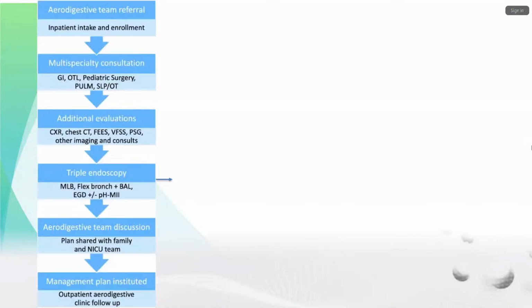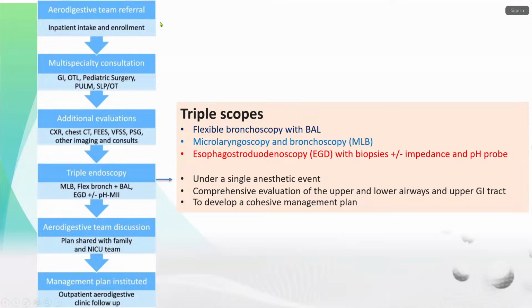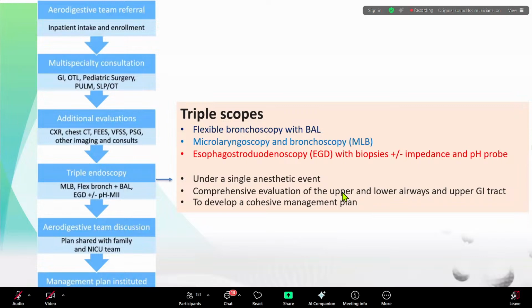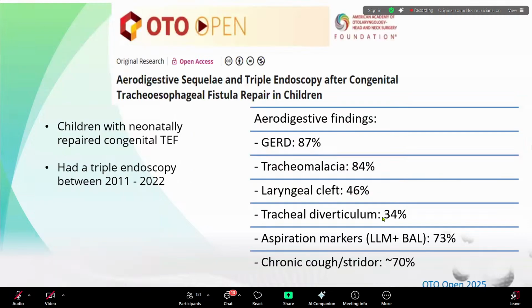The triple endoscopy means the aerodigestive team referral with flexible bronchoscopy with BAL, which should be done by the pediatric pulmonologist, with the MLB, the microlaryngoscopy and bronchoscopy, which could be done by the ENT doctor, and the esophagogastroduodenoscopy or EGD with biopsy, plus or minus impedance with the pH probe. Under a single anesthetic event, 3 doctors do the triple endoscopy altogether with a comprehensive evaluation, and we come up with a plan.